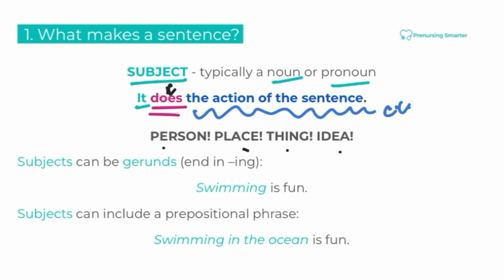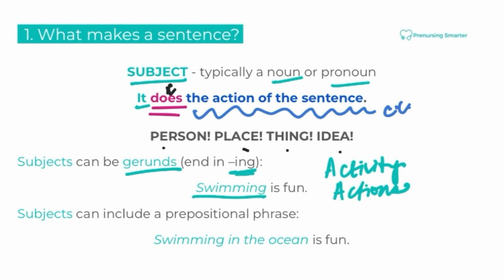We're going to practice with this, but one thing to know, particularly for the TEAS, is that subjects can be gerunds, and gerunds end in ing. These are kind of disguised verbs because you might think, oh, if it ends in an ing, it's a verb. Nouns that end in ings are called gerunds, and these are often activities or actions. For example, swimming is fun. Swimming is the subject of this sentence here. Verb is. Complete thought. What is swimming? Fun. Swimming here is an action or an activity.